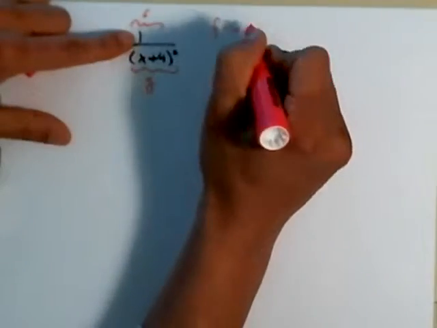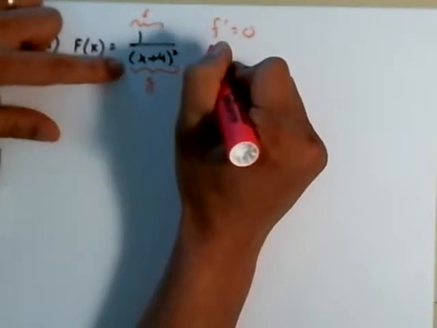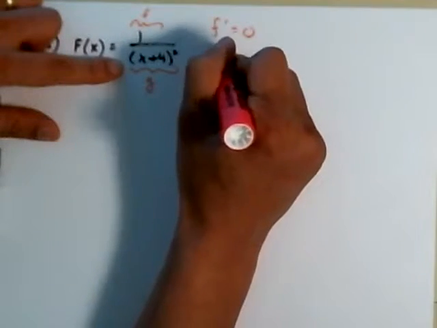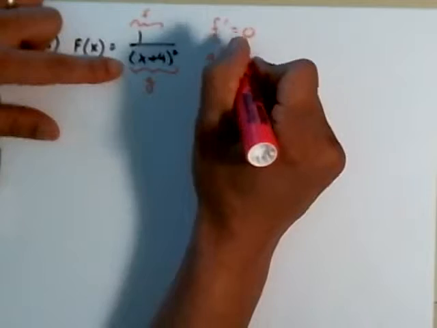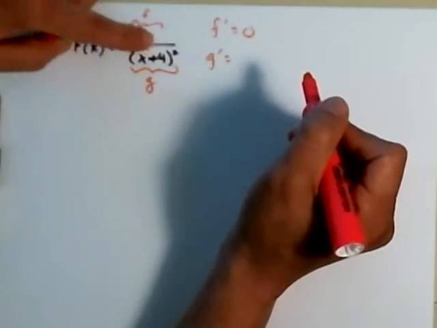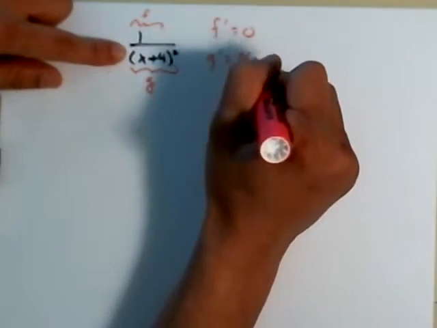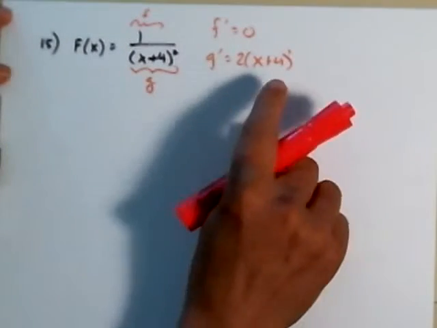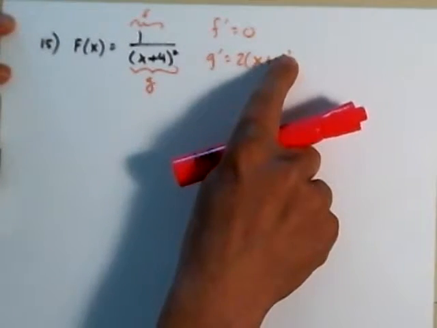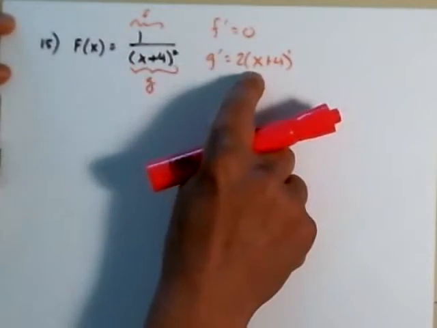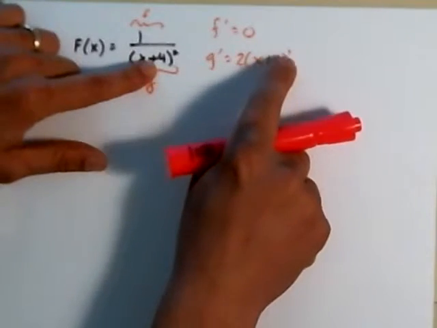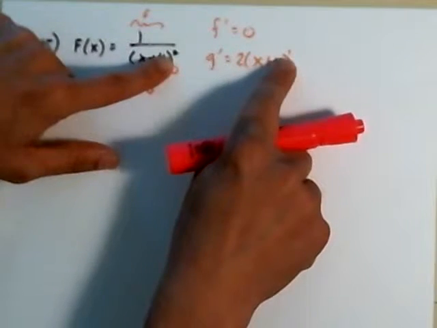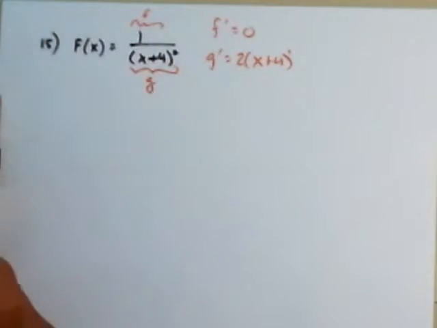What's the derivative of a constant? It's 0. The derivative of the bottom right there, g prime, is equal to, I have to use the power rule on this. It's going to be 2 times (x plus 4) to the first power. Notice that the power came down, the inside stayed the same, and we subtract 1, so the degree is going to be minus 1. Okay?